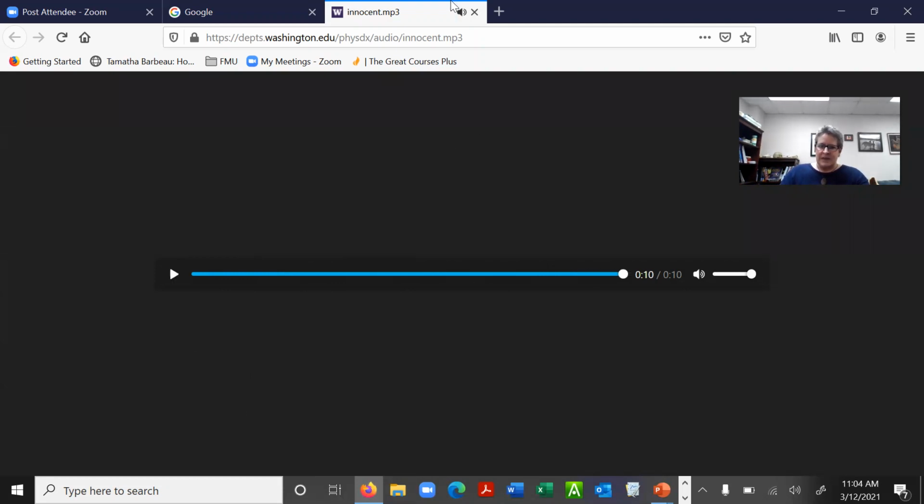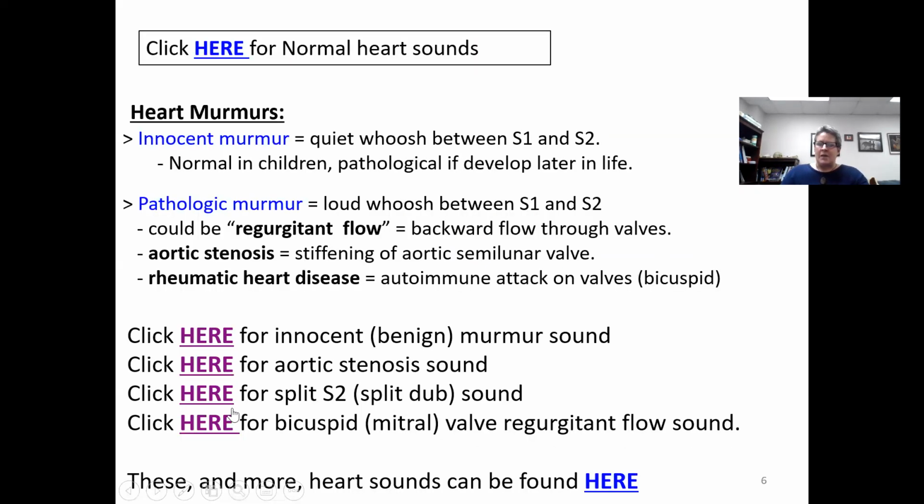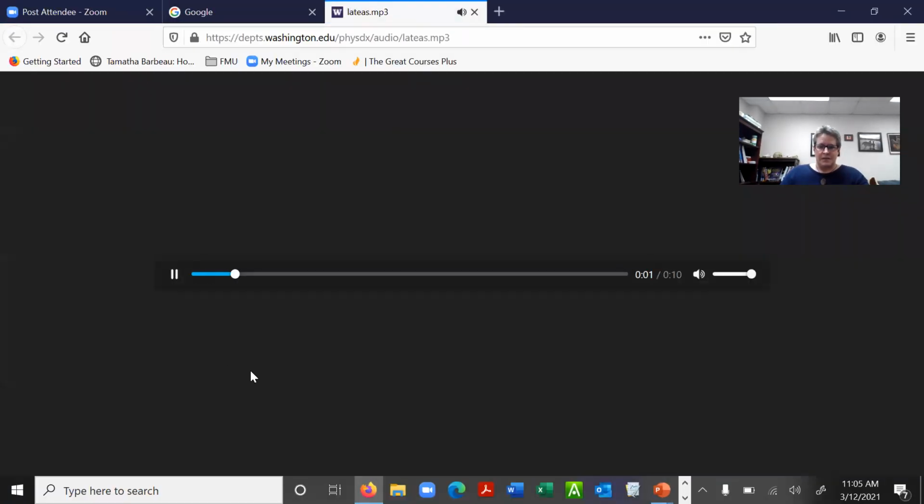Instead of a nice lub dub, it's almost like a lub whoosh dub. All right. Okay. Now, aortic stenosis, that's when the aortic semilunar valve becomes stiff. Hear the whoosh? That's regurgitant flow of the blood.